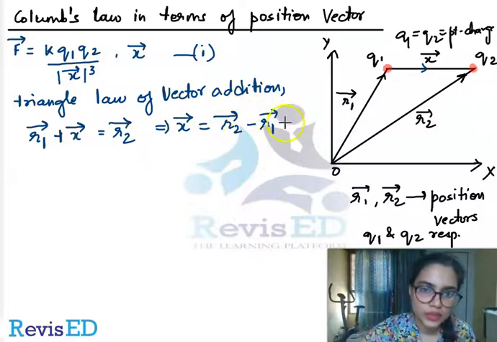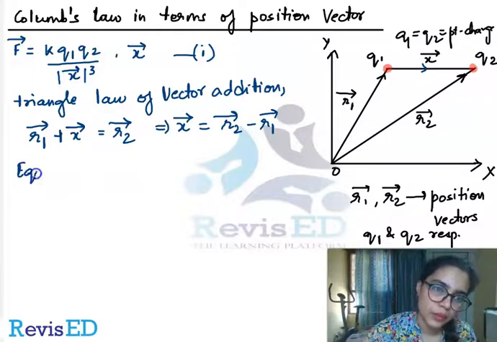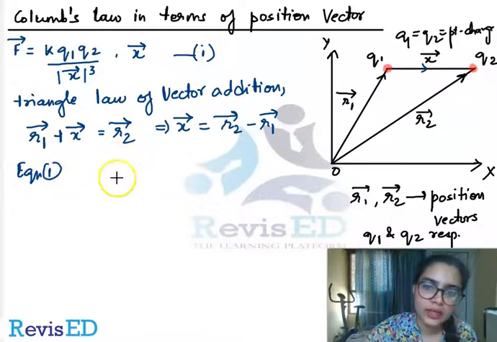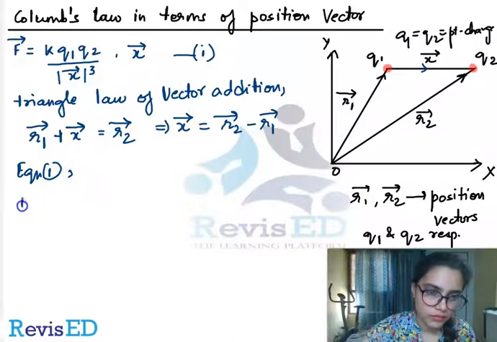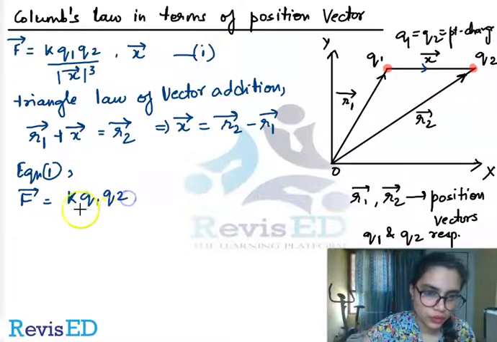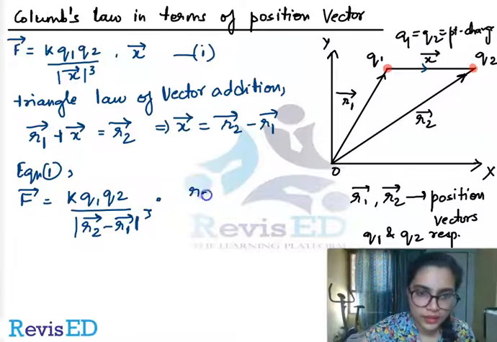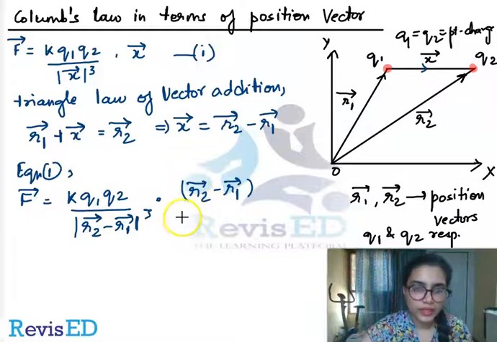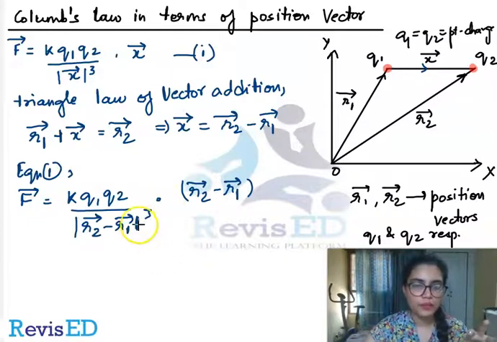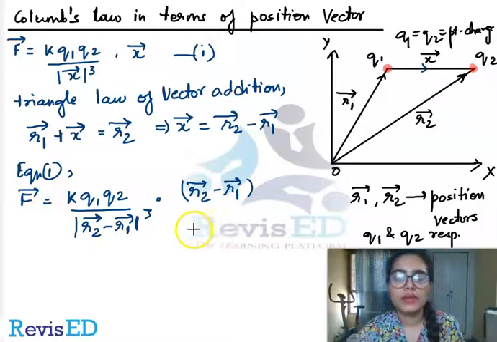So when you substitute this value of X in equation number 1, from equation 1, by substituting the value of X, we get your vector F is equal to K Q1 Q2 by magnitude of R2 minus R1 vectors whole cube. Fine. And what you will have here is R2 vector minus R1 vector. This is what you will have the expression as. Right. So the above equation can be written in this form. Right. This is the final answer for this derivation.